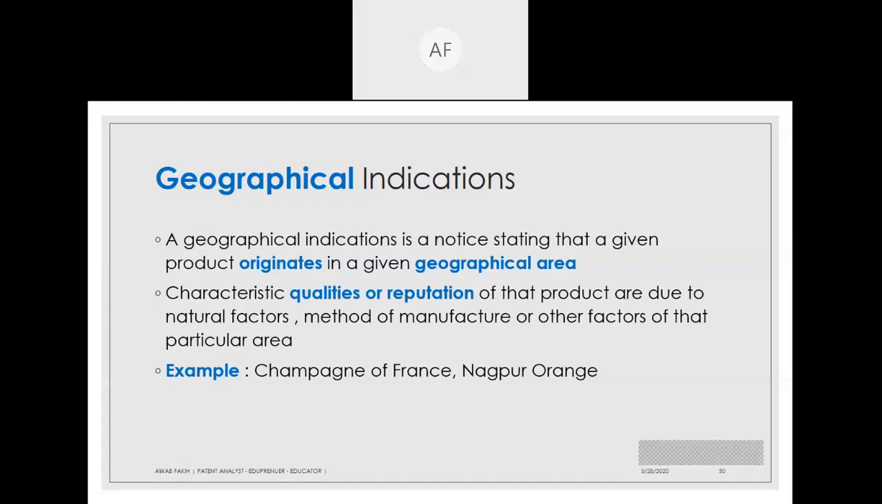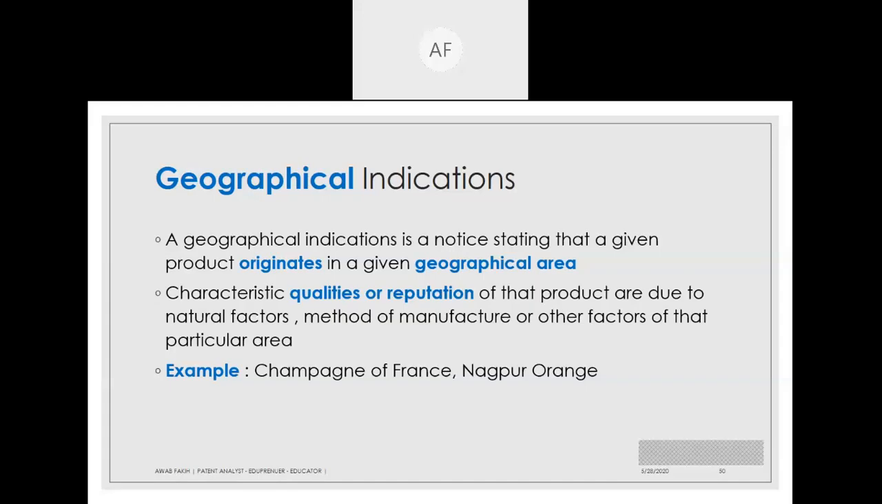The tag is given to the product for three things: quality, characteristics and reputation. These features cannot be found if the same product is manufactured or grown at some other place. This right is applicable for manufactured or originated goods. These characteristics or quality may be due to major factors like natural factors, or we can say the method of manufacturing.